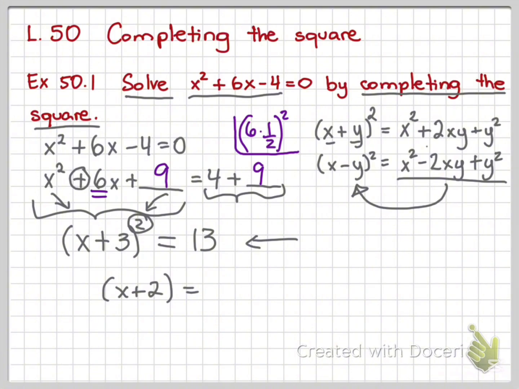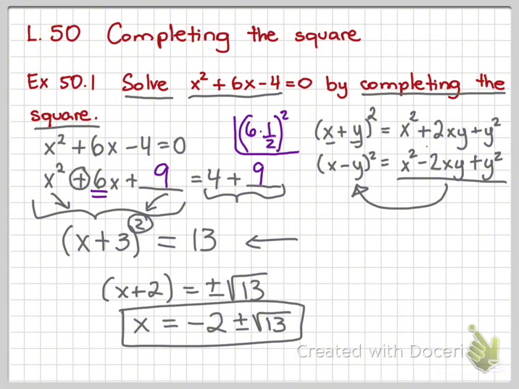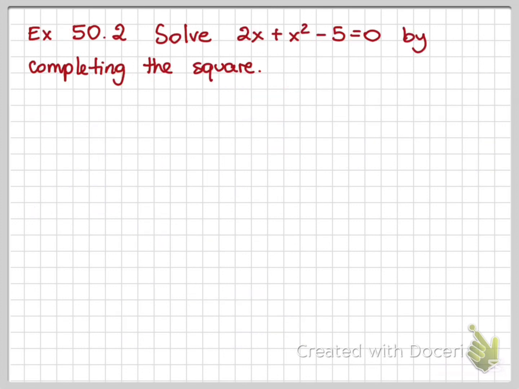So we need to pass this exponent 2 to get the square root of 13. And then the 2 that is adding is going to subtract. So it's -2 plus or minus the square root of 13. And that's our answer. So again, you've done completing the square before, but now we're going to use it to solve. Let's look at this other example.